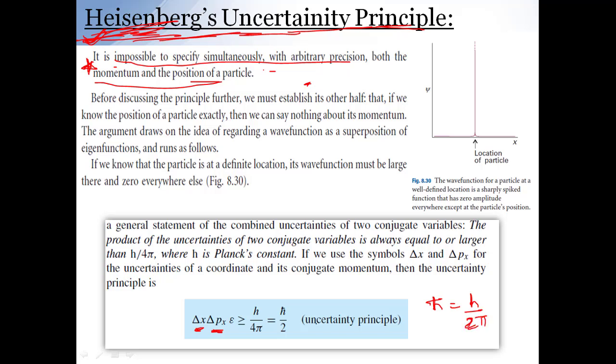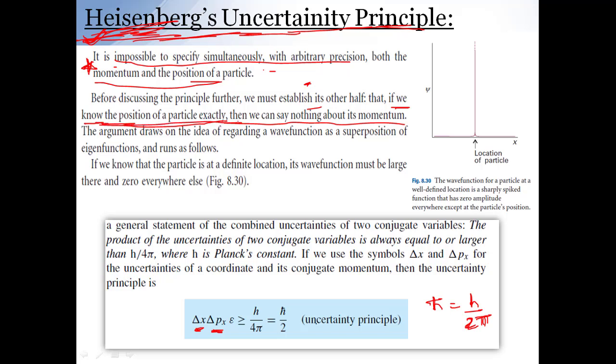h cut is reduced constant and h is Planck's constant. You know the value also. Now again coming back to this, if we know the position of a particle exactly, then we can say nothing about its momentum. So out of momentum or the position of the particle, only one can be determined accurately.